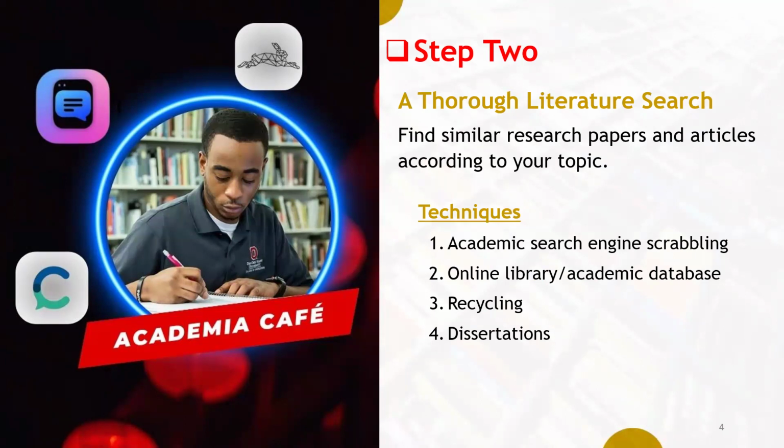You can waste a lot of time with no helpful results, and you don't want that. So, as usual, I will be showing you 4 techniques and tools to get your search for the right literature right. Technique number 1 is what we call academic search engine scrabbling.